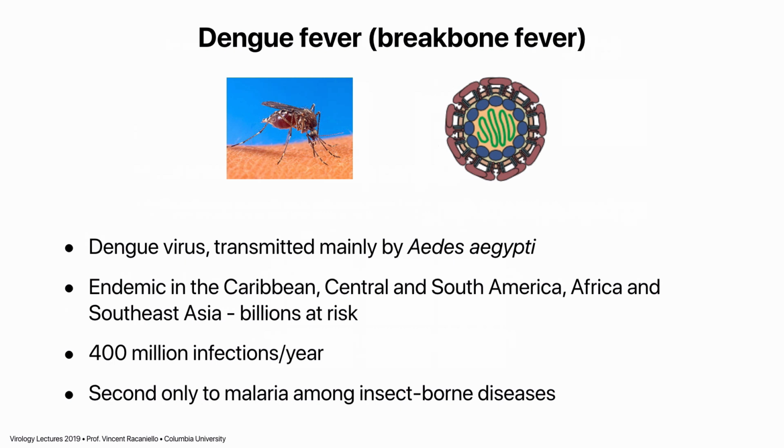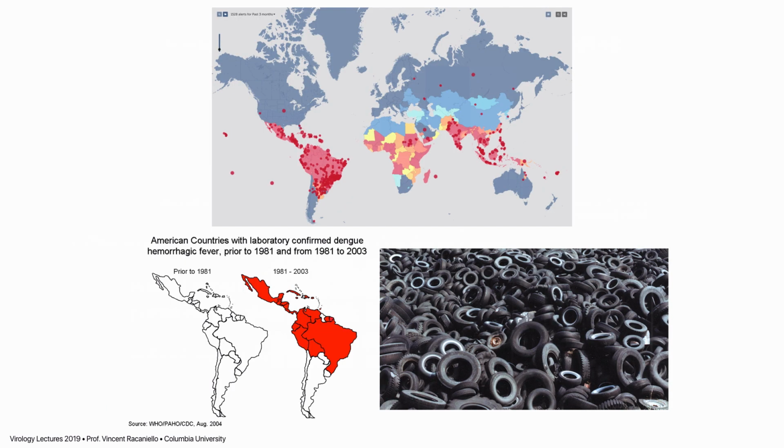Here's an example of how antibody can cause immunopathology. So far we've talked about cellular immune responses being involved. This is antibody. This is dengue fever, also called breakbone fever. This is a flavivirus transmitted by Aedes aegypti. It's endemic in many parts of the world where the mosquito is prevalent. Many infections a year, actually second only to malaria among insect-borne diseases. Now this infection is quite prevalent where the mosquito is prevalent. In the top map, the red areas are dengue areas which coincide with Aedes aegypti.